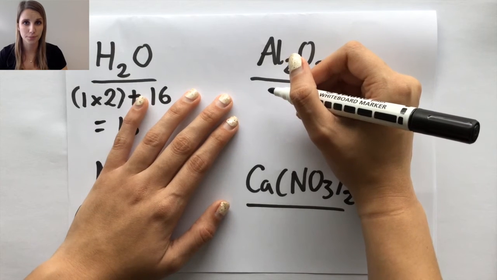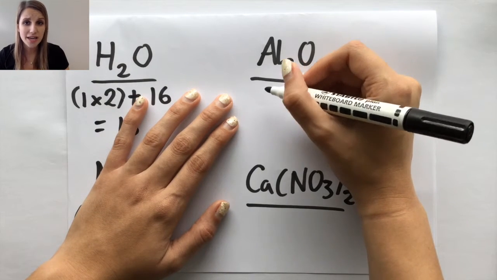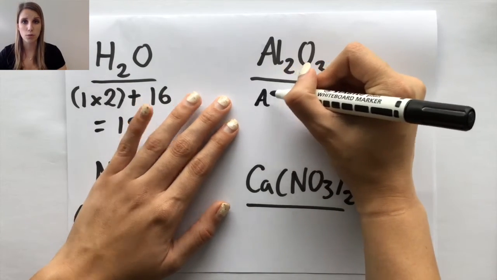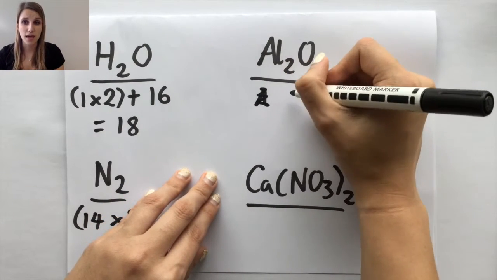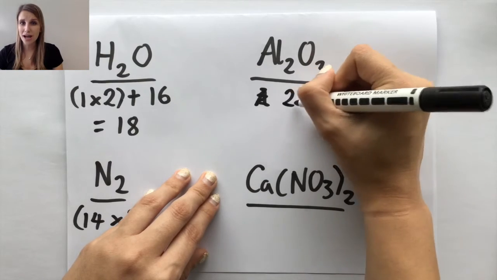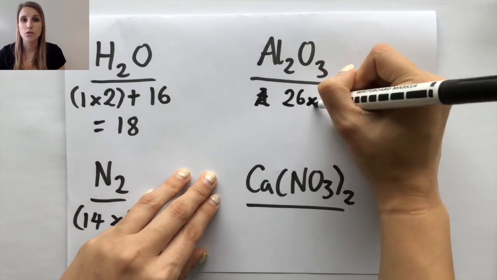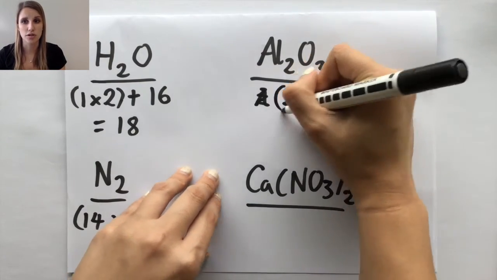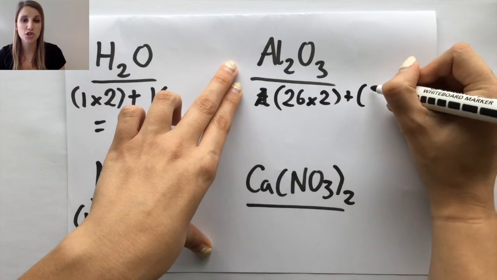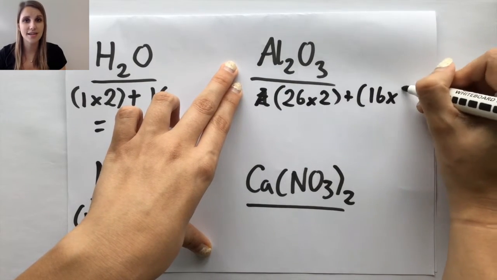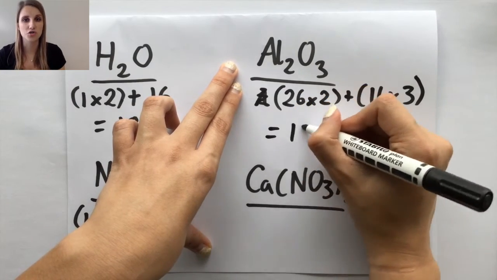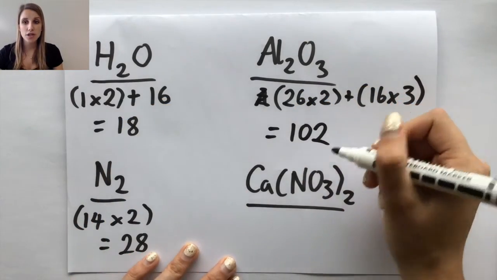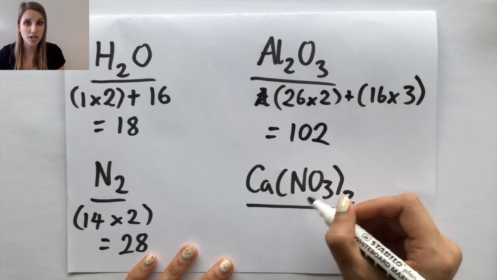Aluminium oxide is a little bit more complex. I've got a few more atoms going on here, but essentially you do the same thing. So in this, I've got 2 atoms of aluminium and I've got 3 atoms of oxygen. So that's the 26 times 2 from the aluminium, the 16 times 3 from the oxygen to give you a total of 102.